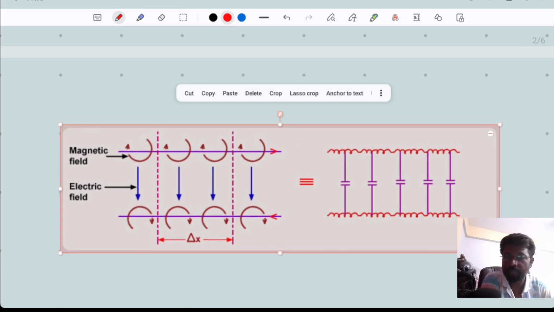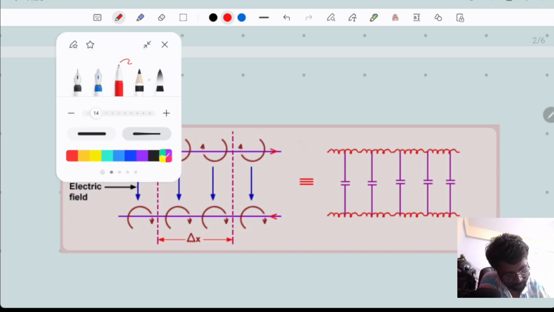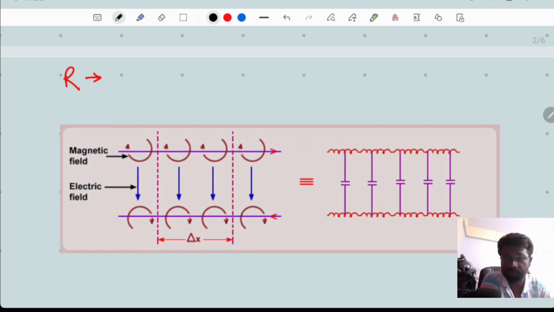So transmission line can be modeled as a distributed network in which we find R. R is the resistance. Since the conductor is not ideal, there is some loss in the conductor, and this loss is represented by R.